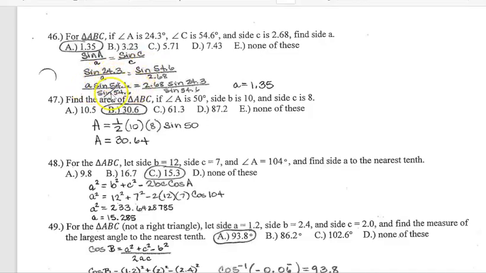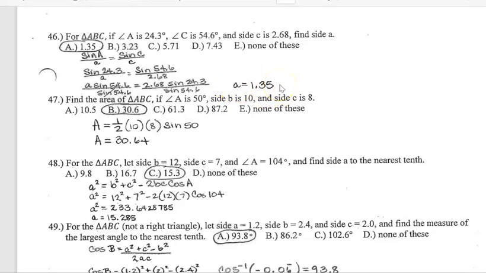To get A by itself, I would divide both sides by sine 54.6. So when I put this into my calculator, I get 1.35. That is my side A. This didn't say sine angle A equals something, so I don't do inverse sine on this. That is my answer, 1.35.